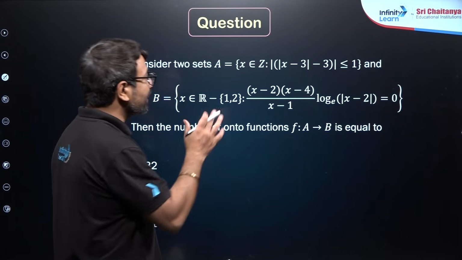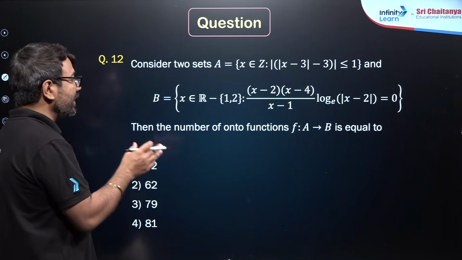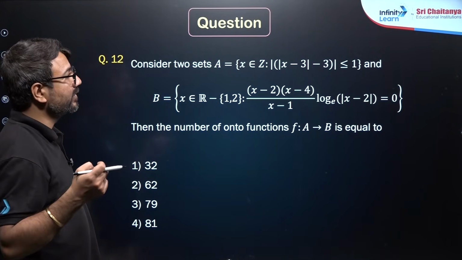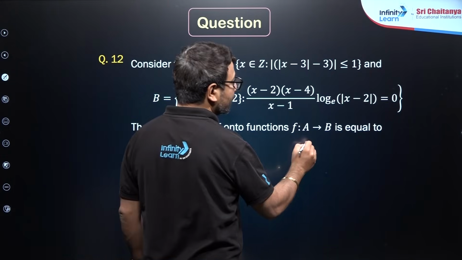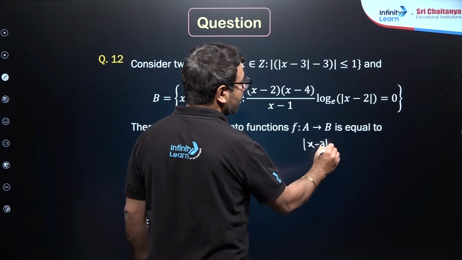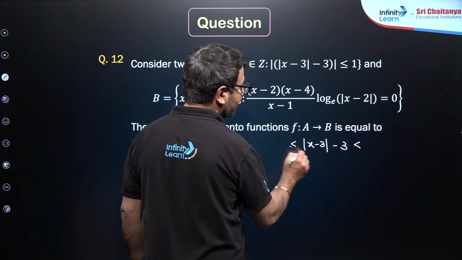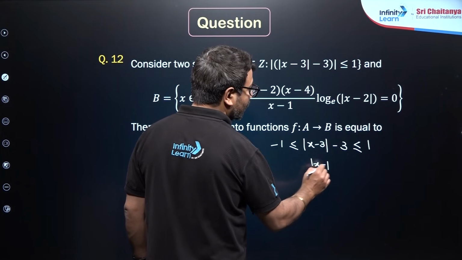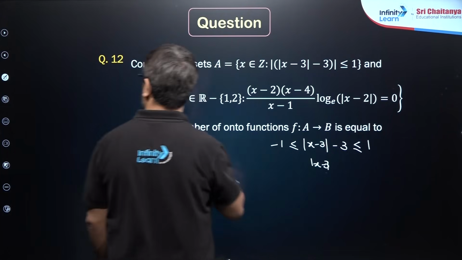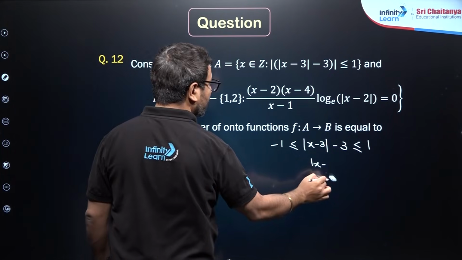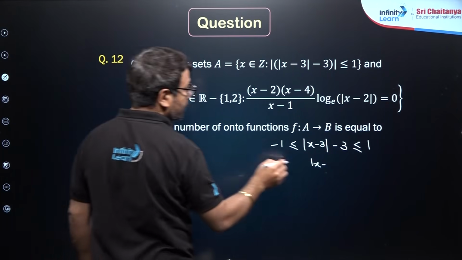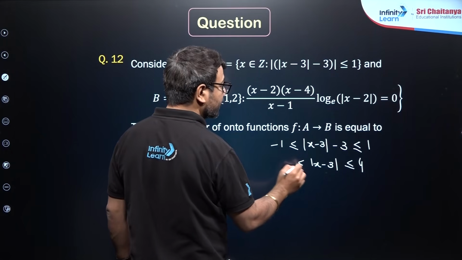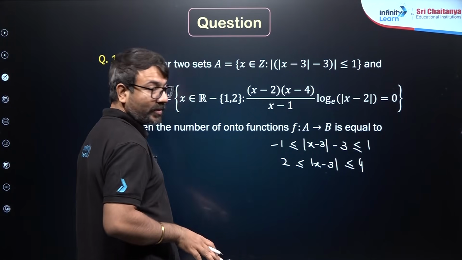Next, my dear students, we have a set A, we have a set B, and they're asking the number of onto functions possible from A set to B set. So over here, I have modulus of x minus 3, minus 3, is between minus 1 and plus 1. Now you add 3 to all the sides. So mod x minus 3, with the modulus, here I am taking 3, here also I am taking 3, will be between 2 and 4.